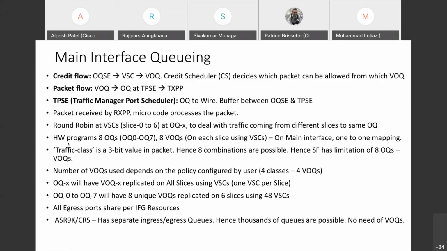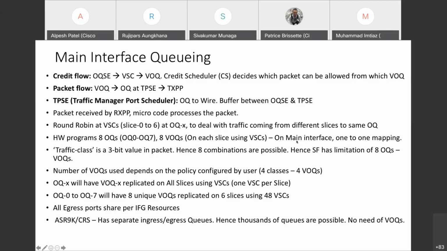On the main interface, there is one-to-one mapping. And why is the main interface mentioned? Because on the sub interface, of course, you will not have one-to-one mapping in that case. But in case of our main interface, you have only 8 VOQs. Once you start configuring the sub interface, that will change some of the scenarios. And again, in today's discussion, we'll try to understand mostly the main interface part.